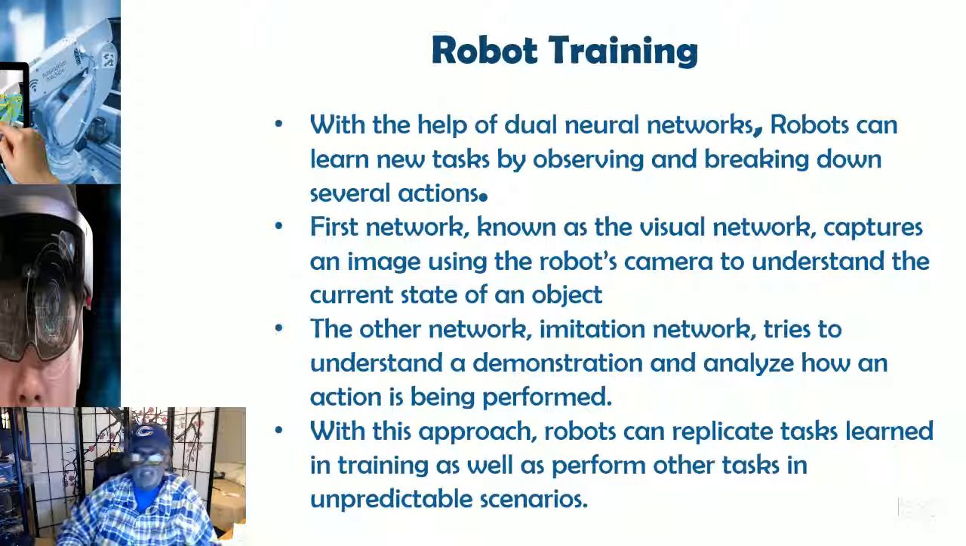Robot training. With the help of dual neural networks, robots can learn new tasks by observing and breaking them down. The first network, known as the visual network, captures an image using the robot camera to understand the current state of an object. The other network, the imitation network, tries to understand a demonstration and analyzes how an action is being performed. With this approach, robots can replicate tasks learned in training as well as perform other tasks in unprecedented scenarios.